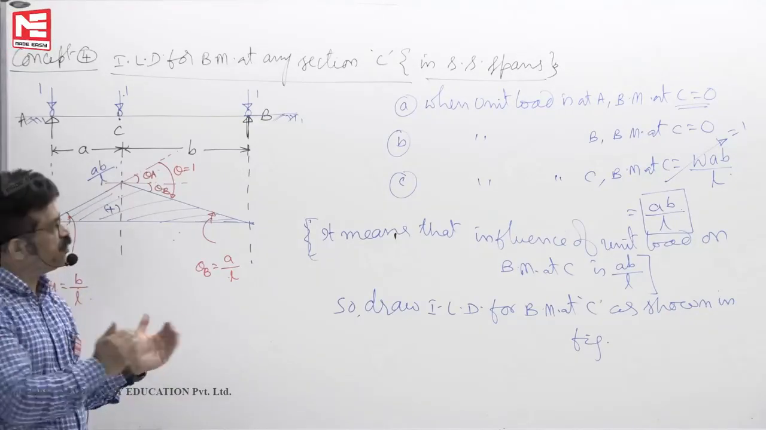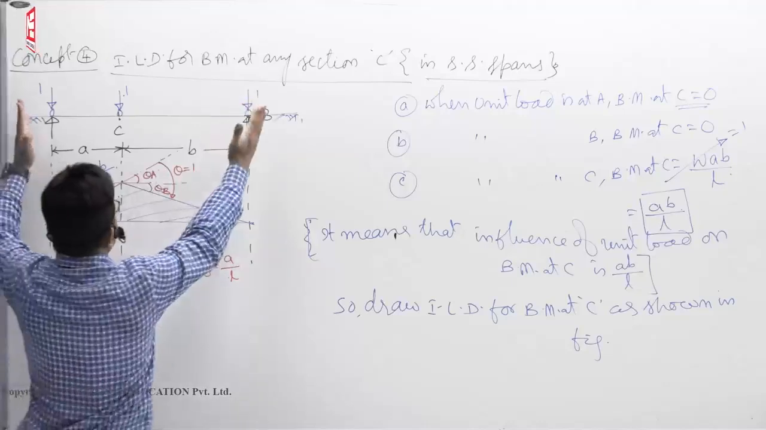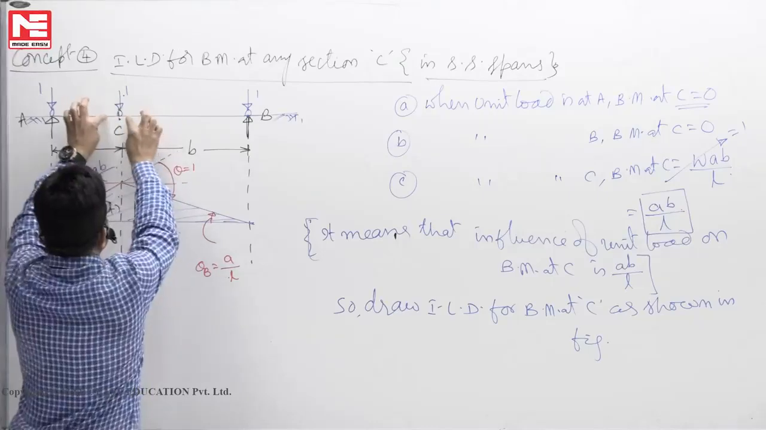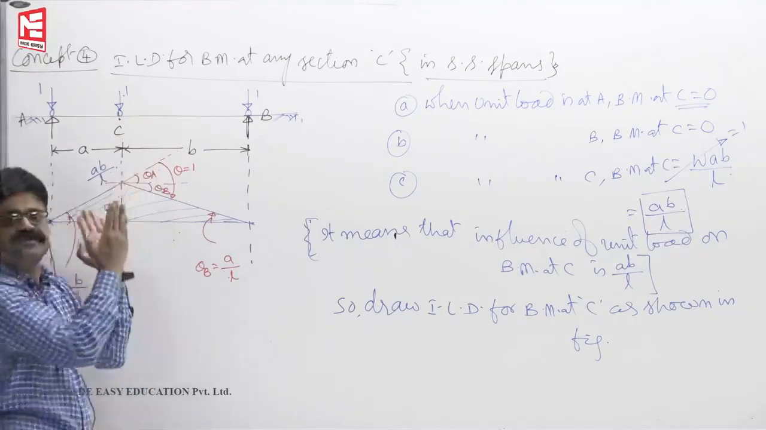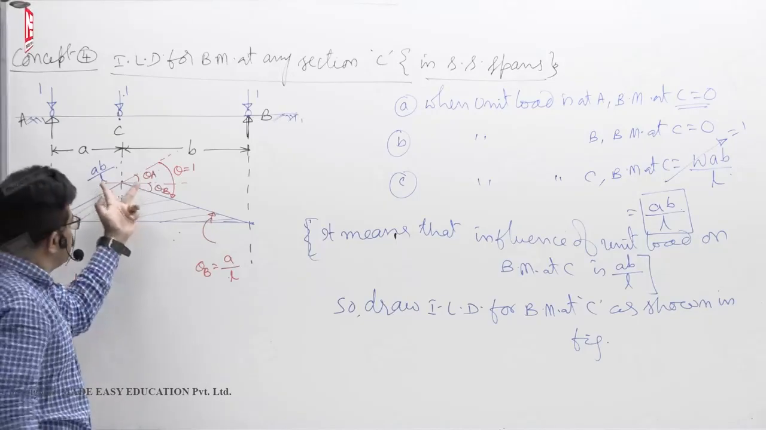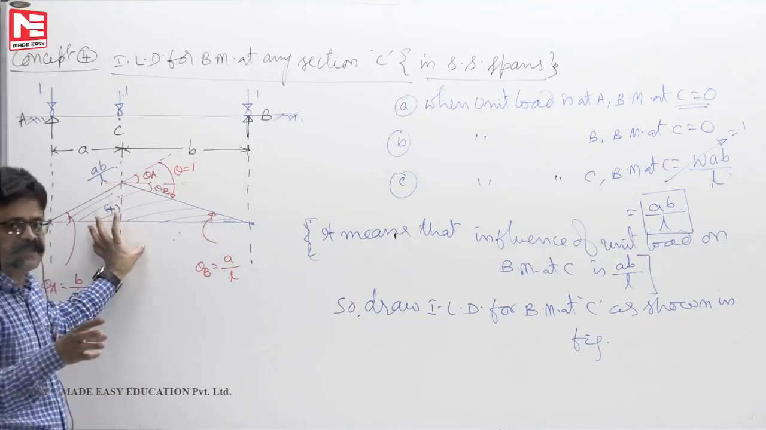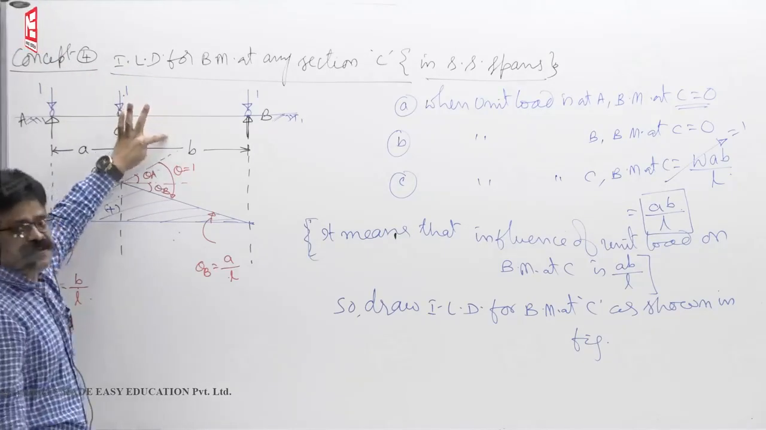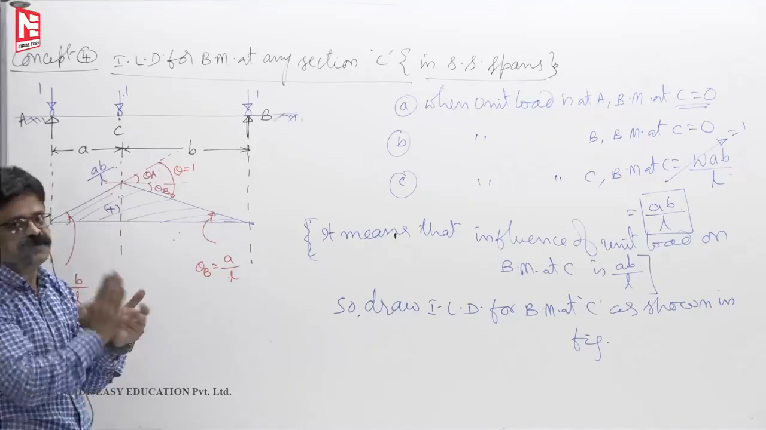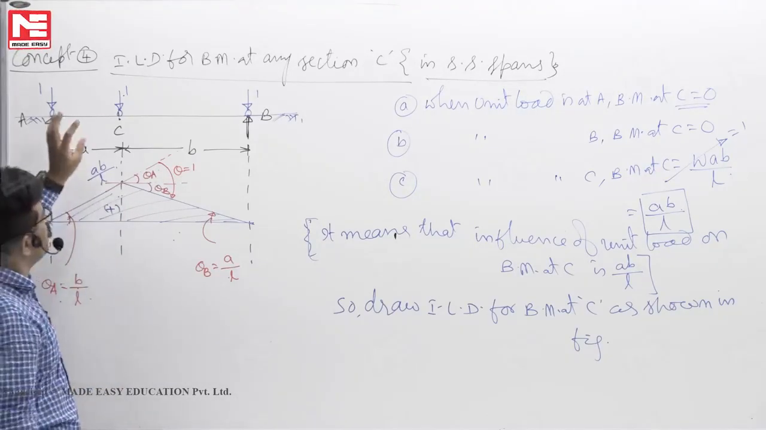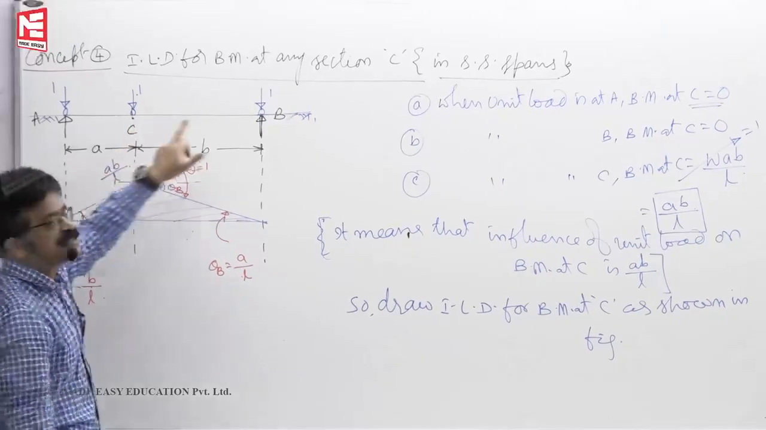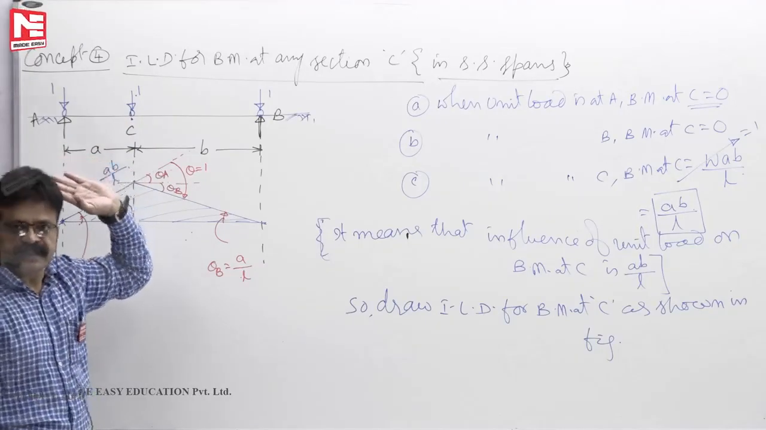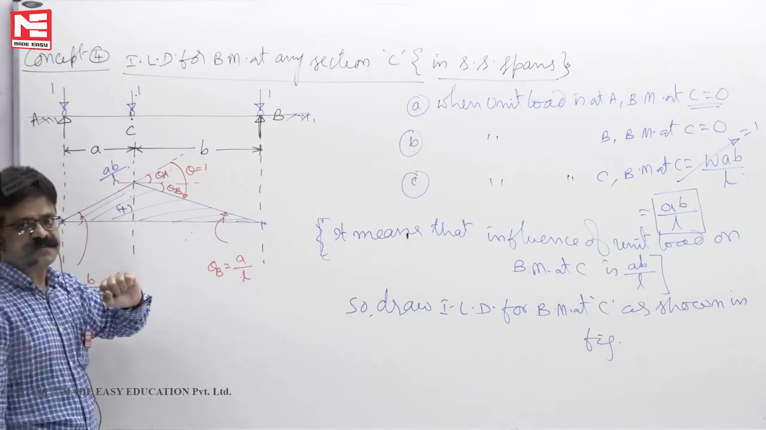If UDL shorter than the span is moving, this is 10 meters, UDL span is only 3 meters. Then you must adjust the load near center such that area of the trapezium must be maximum. To get the trapezium area maximum, you must keep the load such that load on AC by span, load on CB by span. In that ratio, you have to cut the UDL and keep the load. That means whatever ratio C cuts the span, in the same ratio, C must cut the load also. Then you will get maximum bending moment at C.